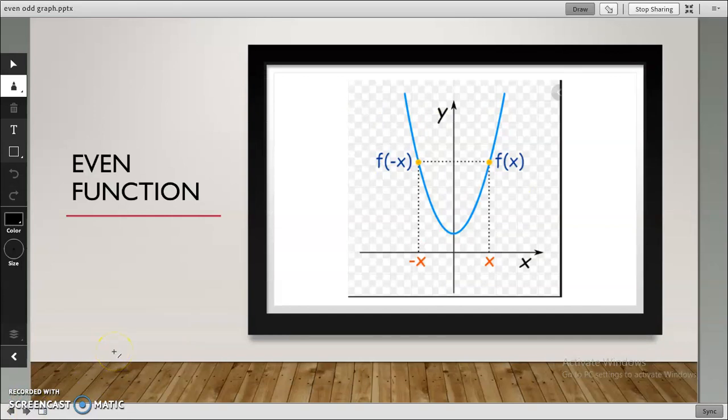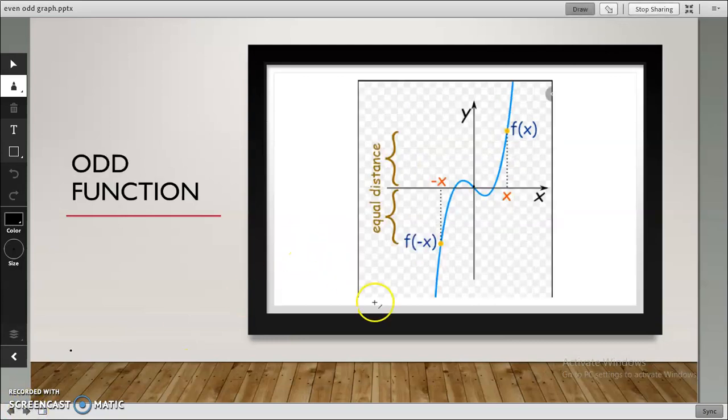All right. So here, another example of an even function. Again, if I plug in a negative x value, I should get the exact same y value, whether it's negative or positive. As you can see here, the y values are the same. And for odd, they're going to be in the opposite direction.